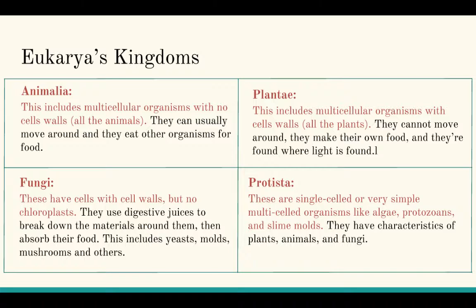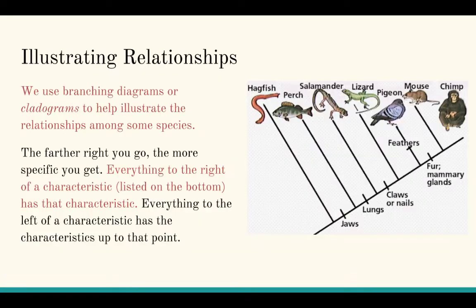And Protista, these are single-celled or very simple multicellular organisms like algae or protozoans and slime molds. And they've got some characteristics of all 3 of the other kingdoms.